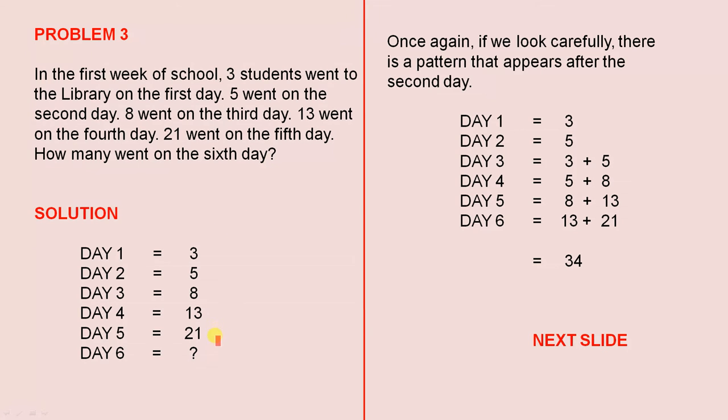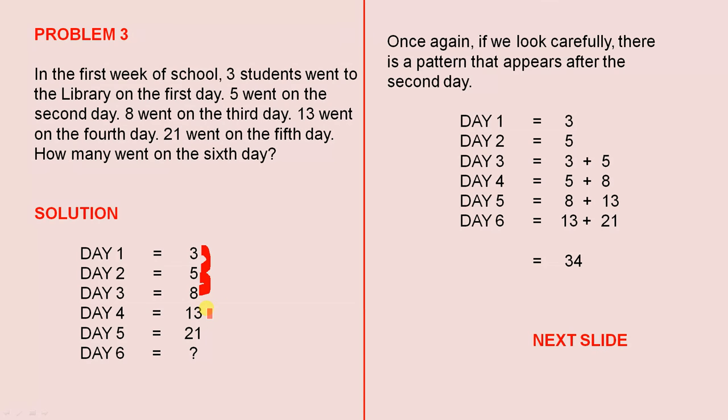So here's the information. We have written down the information exactly as was presented, and this is what we have. Once again, if we look carefully, there is a pattern that appears after the 2nd day. You can see from here to here not much is happening, but look what's happening here. Day 3 is 8. How do we obtain 8? We add the 5 and the 3 together, and that gives us 8. So day 3 is 3 plus 5. So you just add the 2 previous numbers to get day 3. What about day 4? Exactly the same thing. You add the 5 and the 8 to get day 4. So day 4 is 5 plus 8.